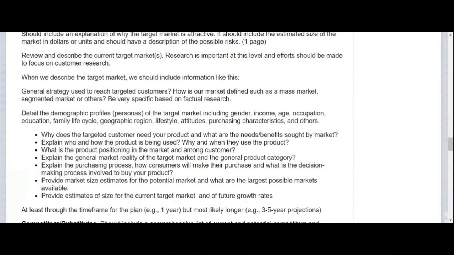Then you may have someone within each one of those groups. You might have professionals versus college educated, non-professionals. So you could break it down yet again. So you could have additional personas there.